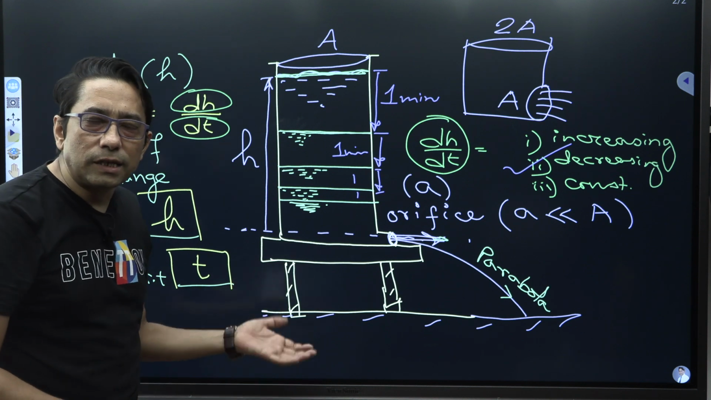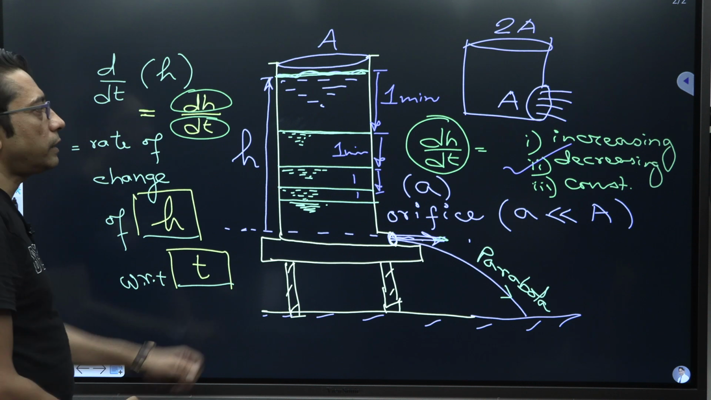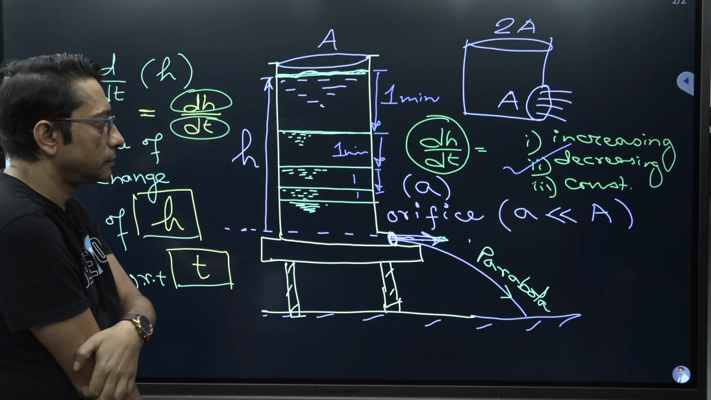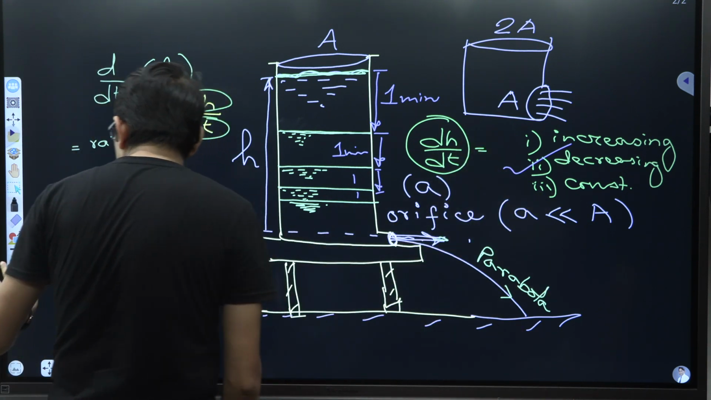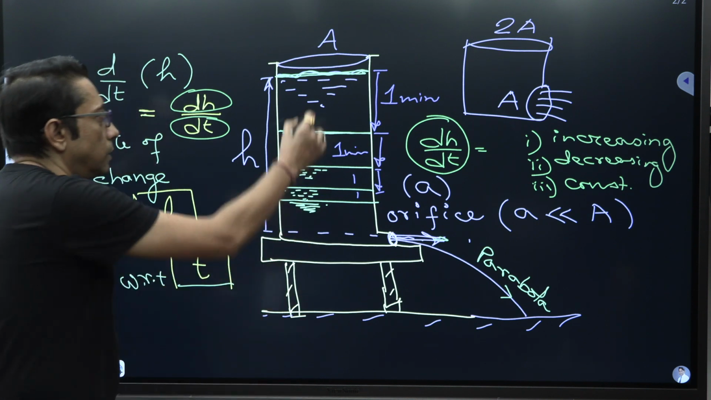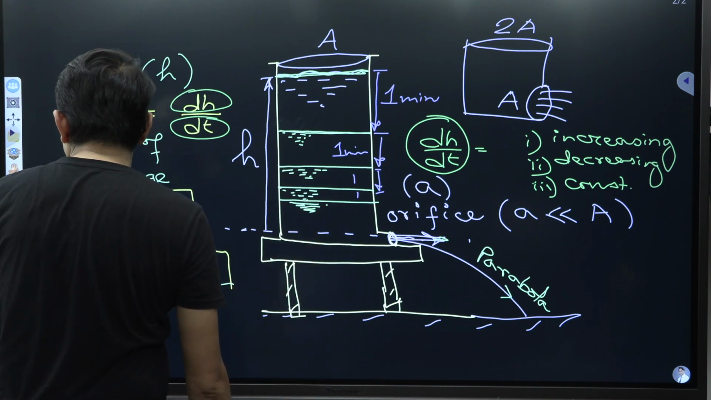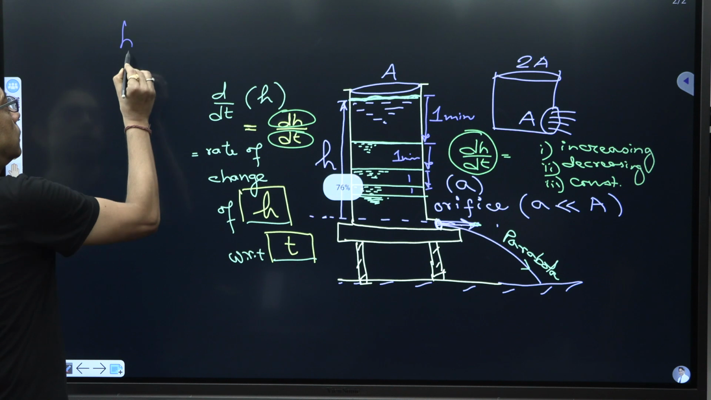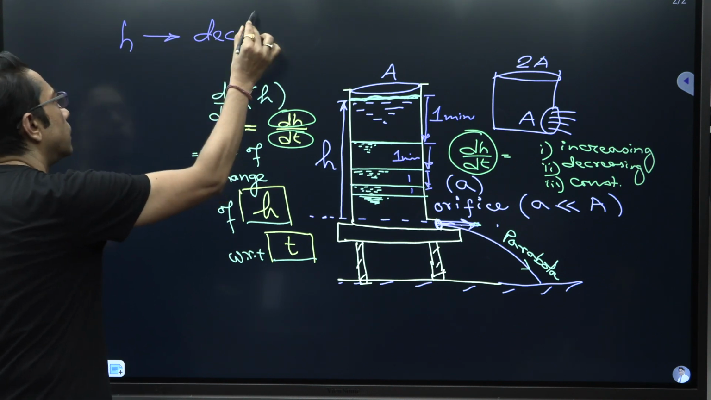The rate is decreasing because the rate at which the height is decreasing. The height is decreasing. Just let me make a change here. The height is decreasing. First part clear? Let me explain it in detail. The height here, h, that is decreasing. First point.